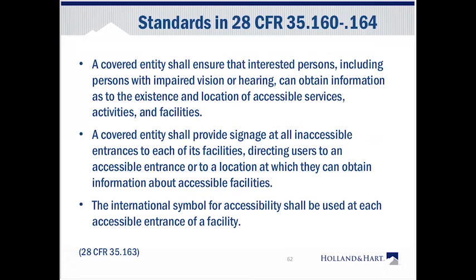We talked a minute ago about this, but a covered entity shall ensure that interested persons, including persons that have limited or impaired vision or hearing, can obtain information as to the existence and location of these services. So you have to provide notice of that. You have to provide signage at all inaccessible entrances of the facility, telling users where they can go to get an accessible entrance. So not every entrance has to be accessible, but you have to have signage that directs them to the right place. And the international symbol for accessibility shall be used at each accessible entrance of a facility.